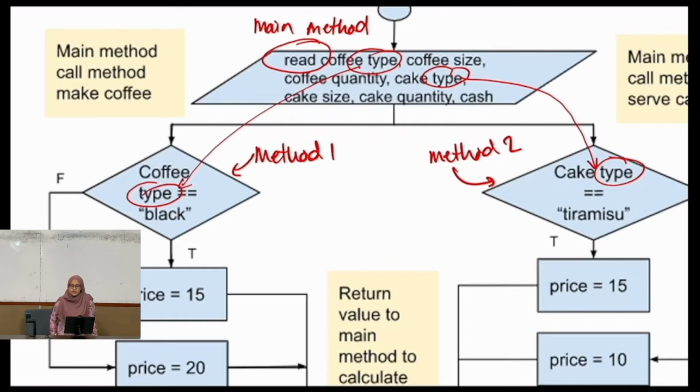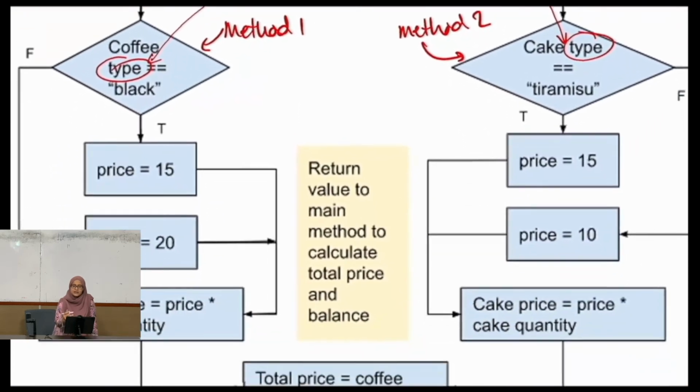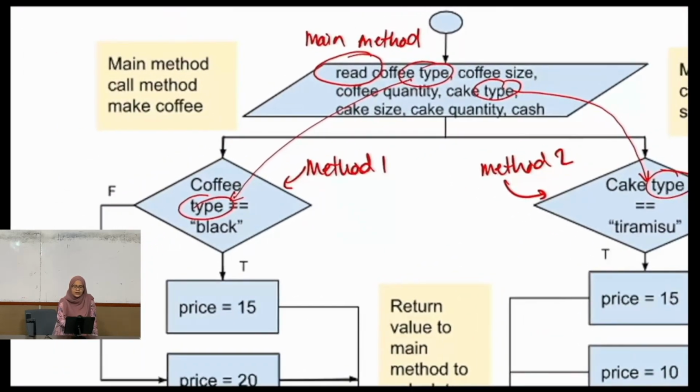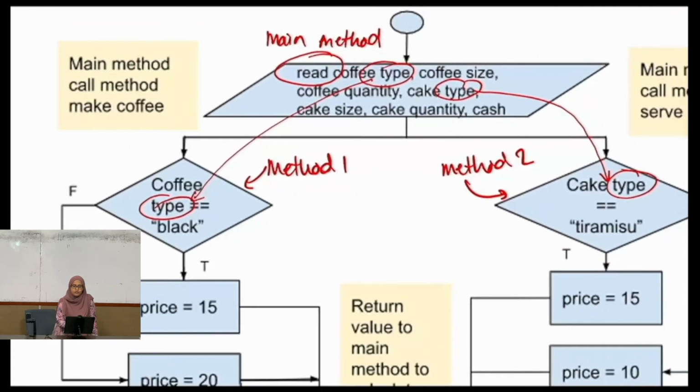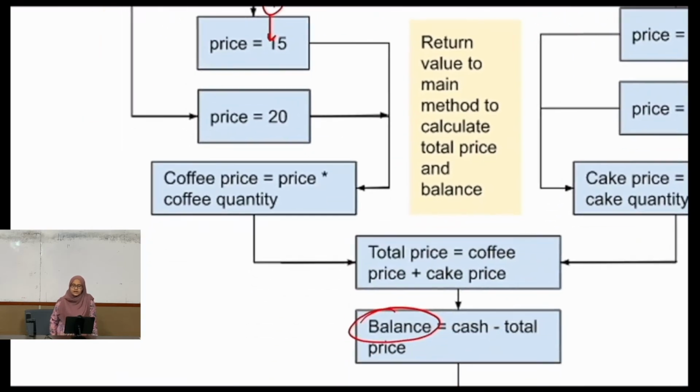Okay, so where does the cache go to? The cache data would be used at the end of our algorithm because the cache will be used to calculate the balance. Okay, so for method 1, we will have to check first what type of coffee is ordered by the customer. If the type of coffee ordered is black coffee, then the price is set to 15 ringgit. If it's not black coffee, it will be set to 20 ringgit.